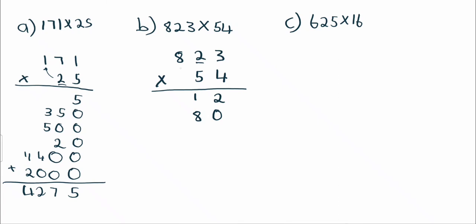Next, we have 4 times 800. Now, 800 has 2 placeholders, 2 zeros. So 4 times 8, we've written down the placeholders. 4 times 8 should give us 32. And we write down the 32 right here, next to the zeros.